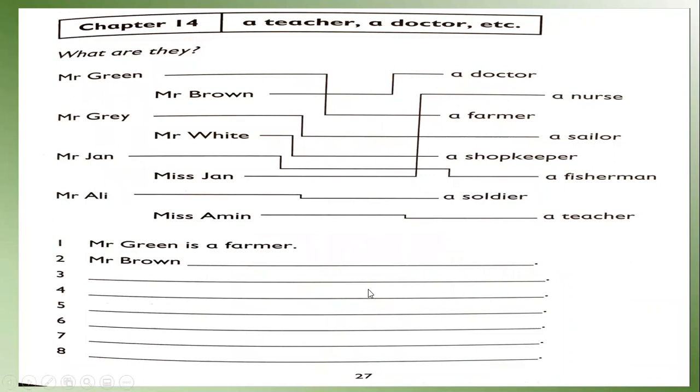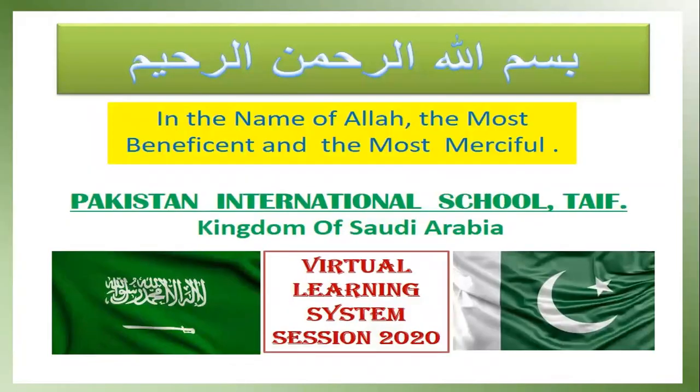Okay, children, this is one page for workbook. You have to do it on your own. Understand? It's very easy, but your writing should be good. Okay? Good. We have completed our chapter number 14 and our lesson is done.